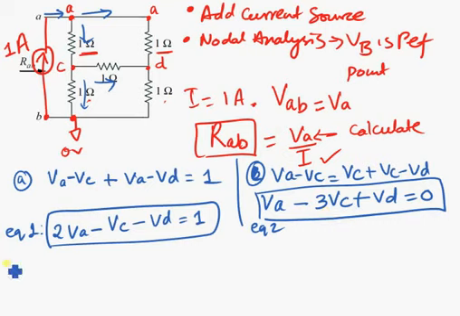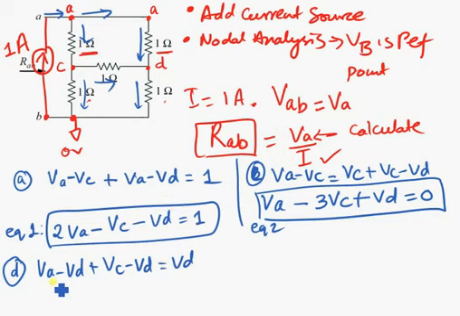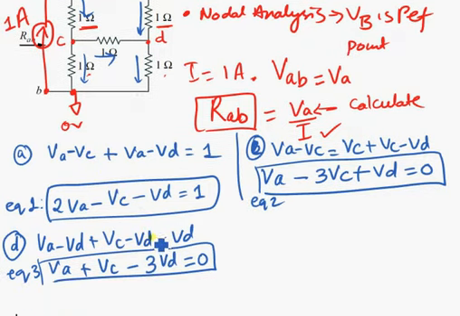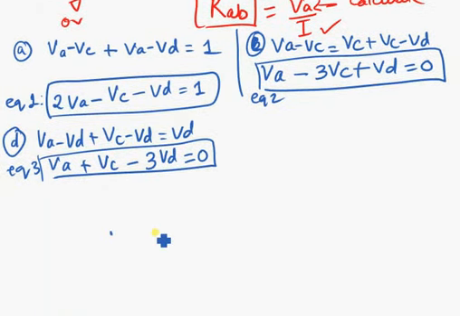Now let's do one more at node D. Similarly for node D, VA minus VD divided by 1 plus VC minus VD divided by 1 is equal to VD. If we rearrange that, we get VA plus VC minus 3VD equals 0. We'll call this equation 3. So we have three simultaneous expressions and three unknowns, VA, VC, and VD. You can use any technique you want to solve simultaneous equations and get a value for VA.